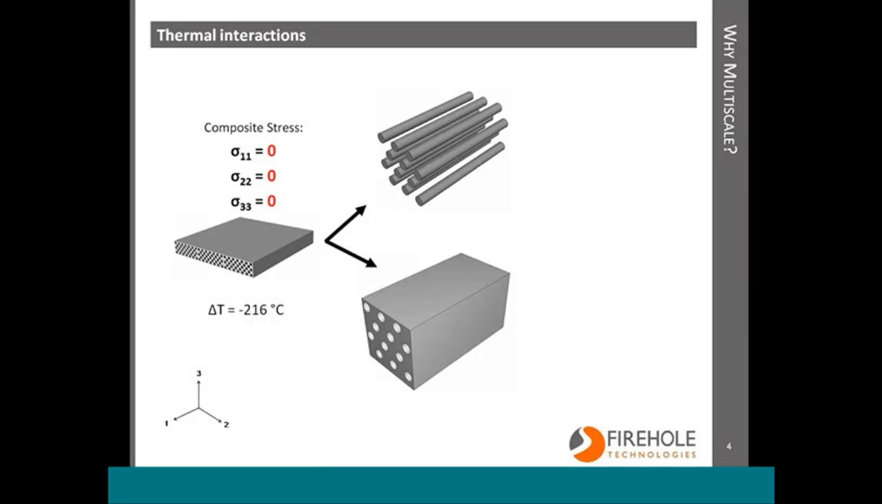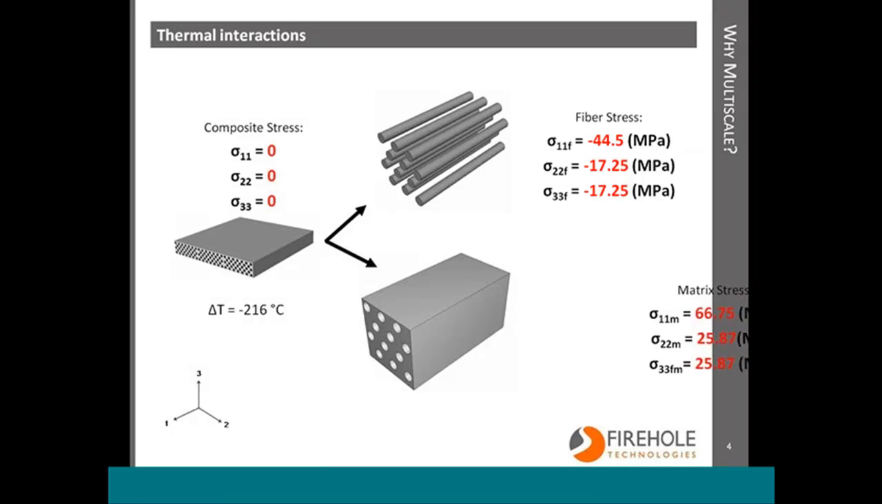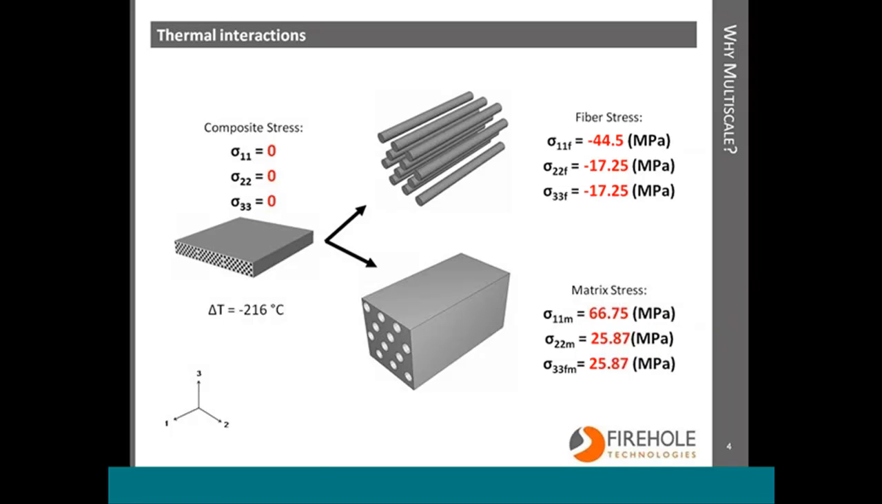Here's a simple example of a unidirectional composite subjected to unconstrained cooling. Because it's unconstrained, the stress field in the lamina is exactly zero. But large compressive stresses develop in the fibers due to the negative CTE of the carbon, and to counteract this, large tensile stresses develop in the matrix. In fact, for this particular material, if you submerge it in liquid nitrogen, the matrix fails with no mechanical load.